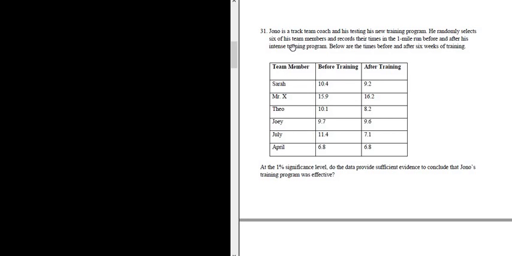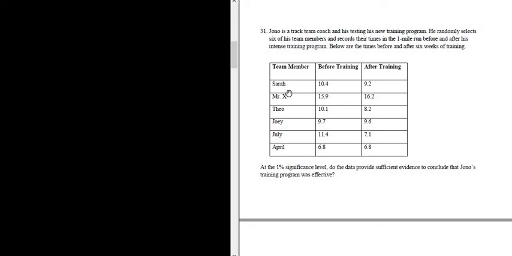Problem 31. Jono is a track team coach and is testing his new training program. So he randomly selects six of his team members and records their times in the one-mile run before and after his intense training program. Below are the times before and after 6 weeks of training.